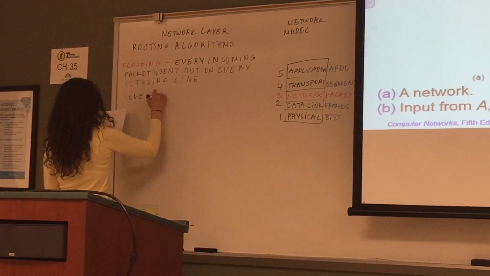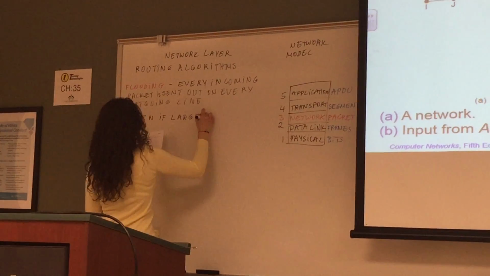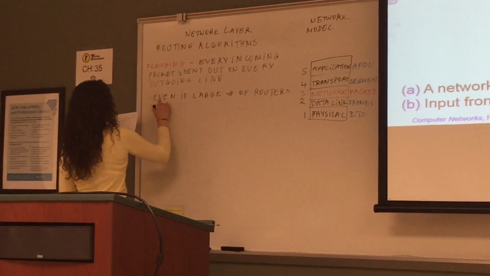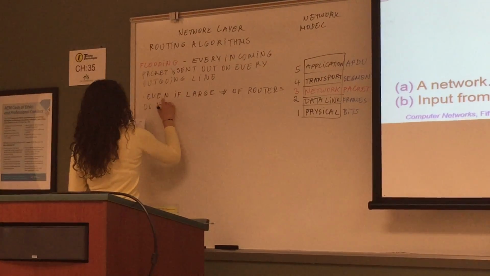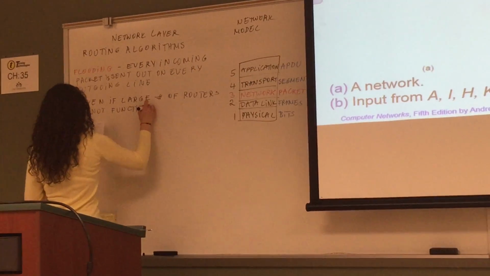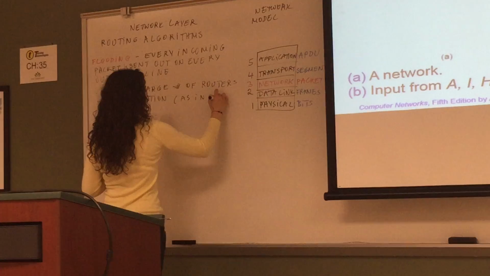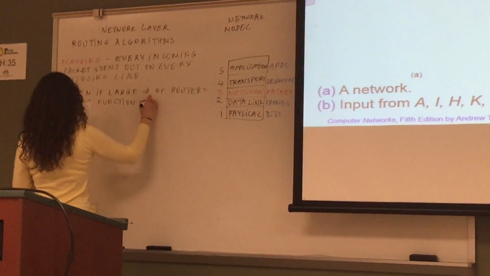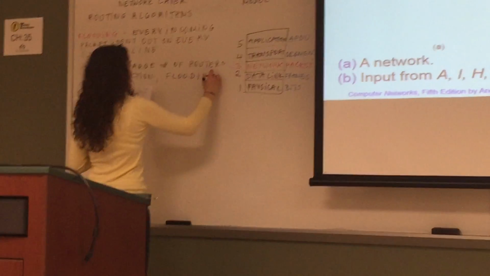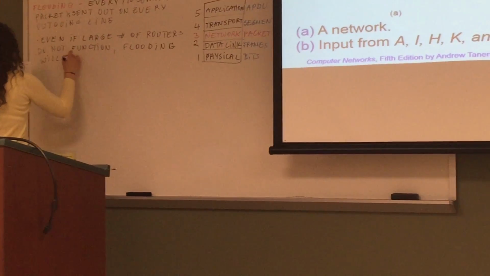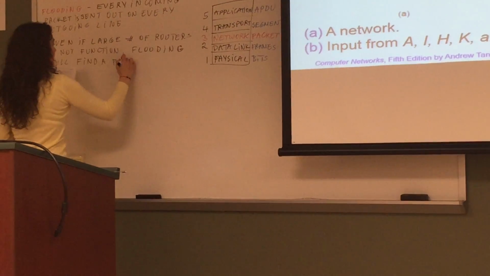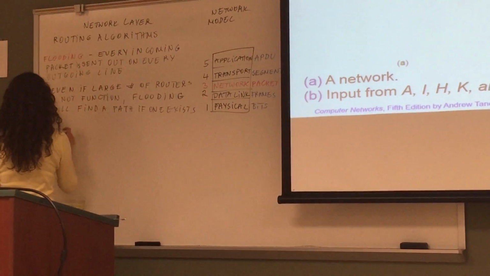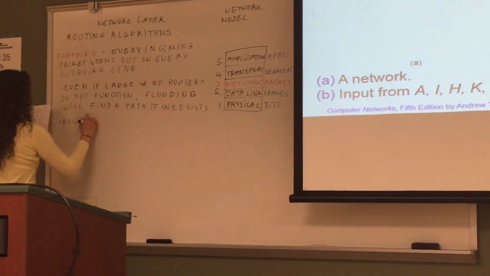So even if a large number of routers do not function, flooding will find a path, if one exists. The routers only need to know their neighbors.